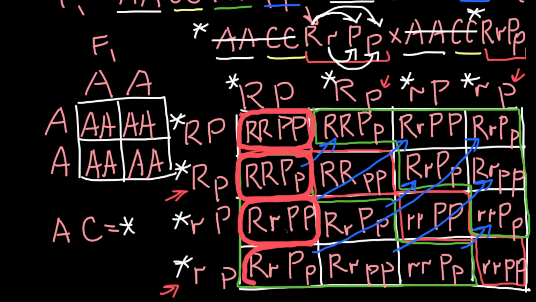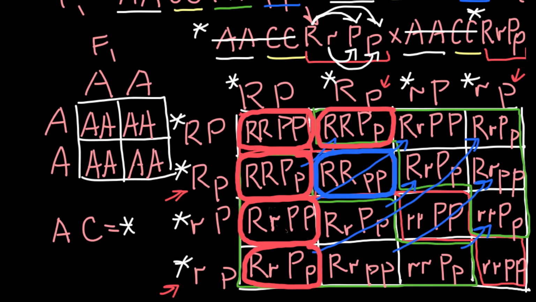is also going to be the same phenotype, and this is also going to be the same phenotype, but this one is not going to be the same phenotype because it's going to be recessive for the allele P. So let's use a different color. So it's going to be dominant for the first allelic pair and recessive for the second.